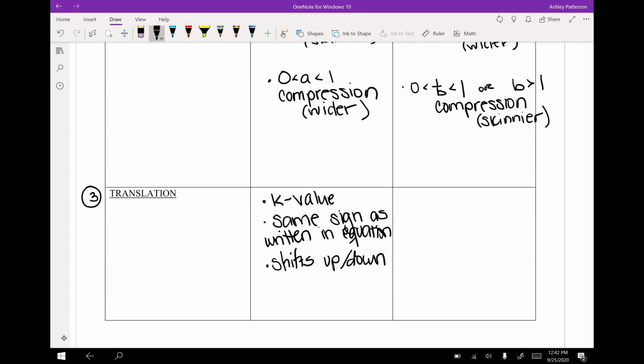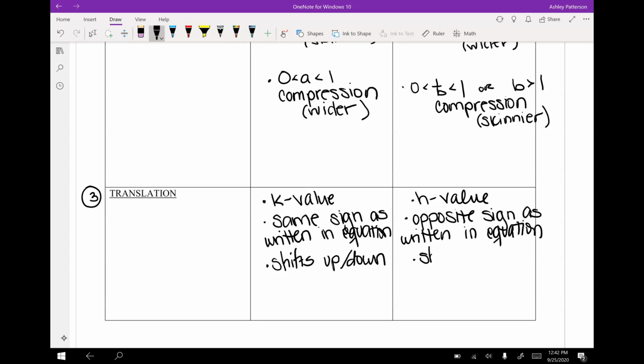For horizontal, that is our h value within the equation. We take the opposite sign of what is written, opposite sign as written in the equation, and you guys saw that with the greatest integer and absolute value. And that means that we are shifting left or right. We shift left or right. It is a horizontal translation. And we take the opposite sign.